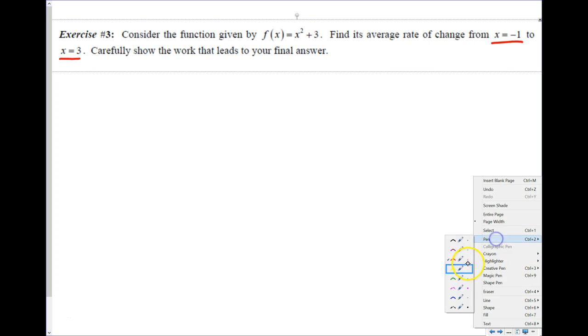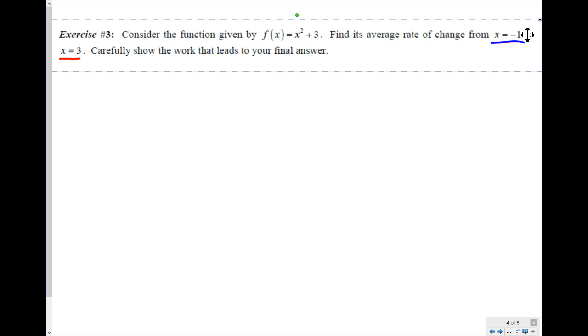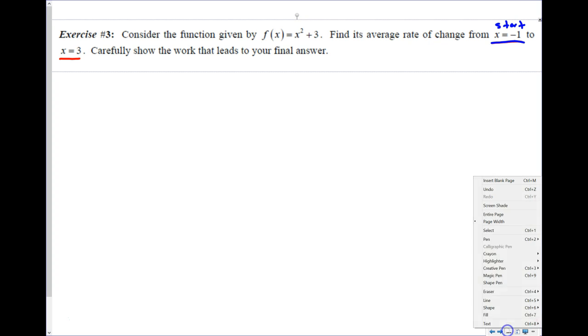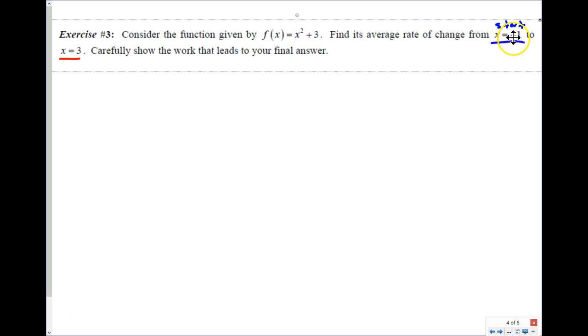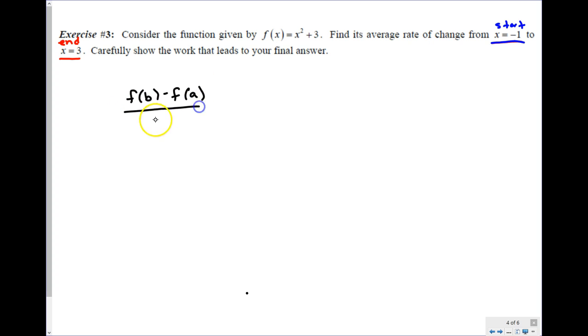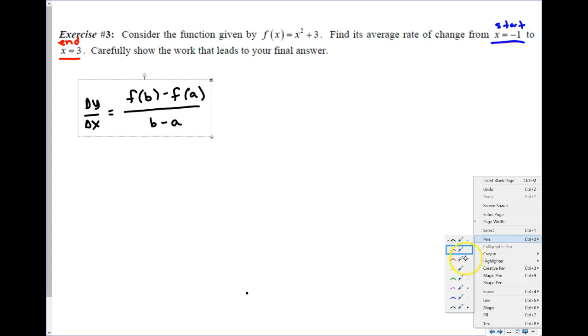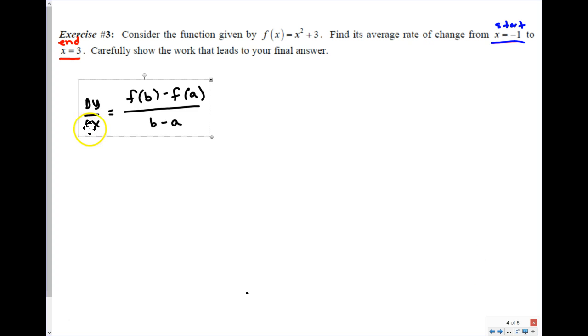Actually, I'm going to use a different color here. Okay, let's use blue. So negative 1 is my start, and x equals 3, that's my end. From x equals negative 1 to x equals 3. So this is my end value. So let's write the formula down so I know what the formula is. I've got f of b minus f of a over b minus a. This is the same thing as saying change in y over change in x. I know what b and a are because it tells me. The blue and the red numbers are b and a. Those are my x values because I have x on the bottom.